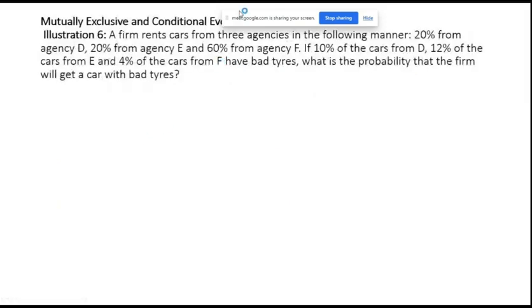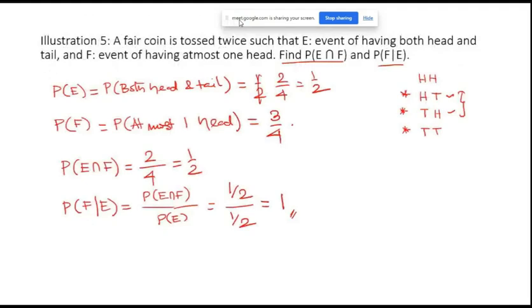Sir, in the earlier problem, this one? Yeah, sir. In this one, sir, the last part, P of F given E, that one, the later part where the event E has occurred. This one? No, the last one. This P of F by E, yeah. In this one, can we do this part only by seeing this one, the H? Only by seeing this one.